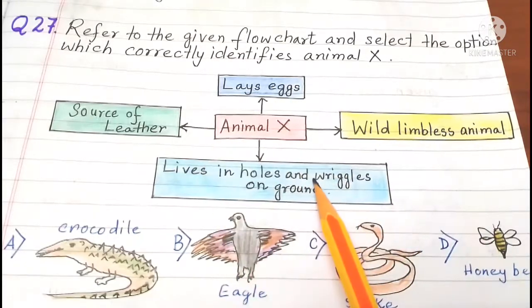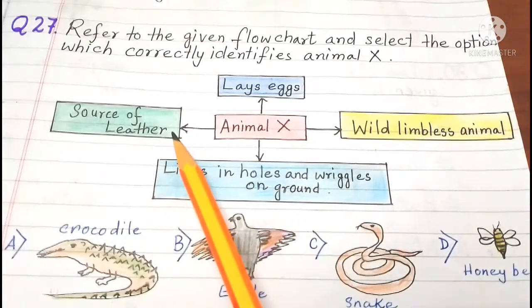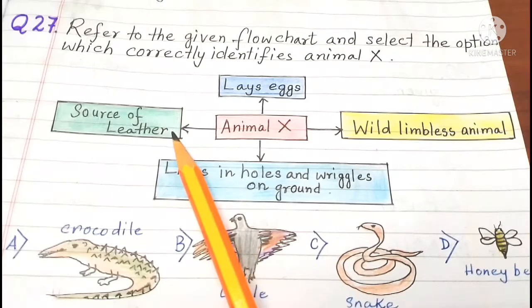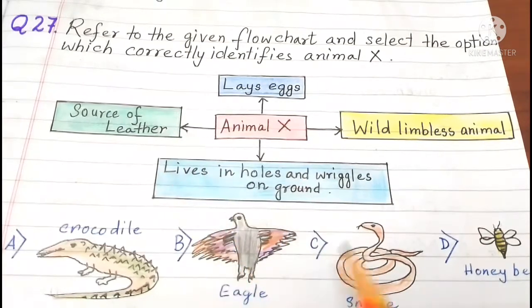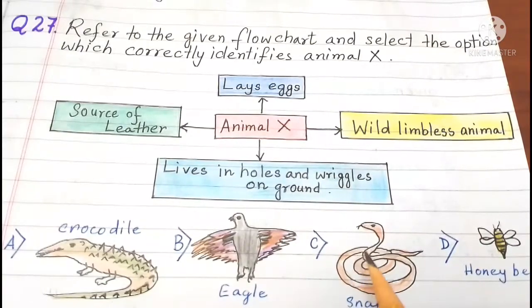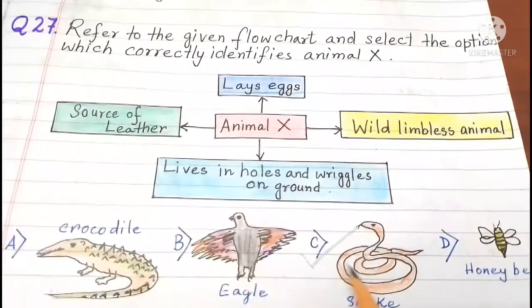Then again, there are certain snakes from which you can derive leather to make your handbags and all that. It is very costly even, but the snakes are a source of leather also. So we would go with the option C. Snakes are giving you leather.